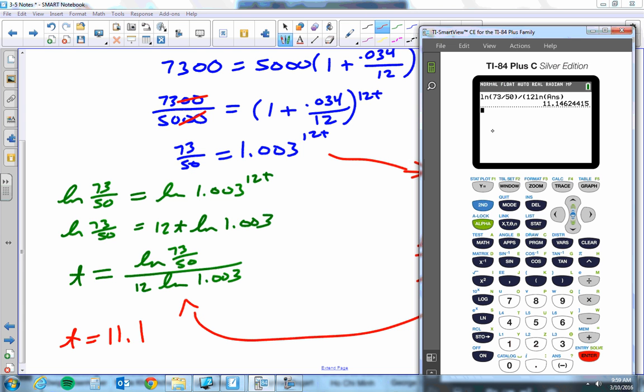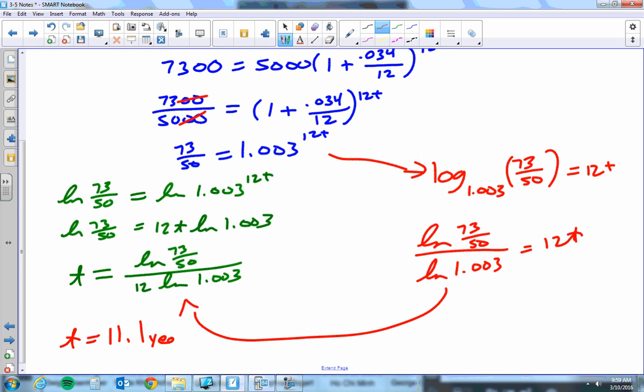And by the way, that is 11.1 what? Yeah. In this formula, t is always in years. And once again, I expect units on your answers.